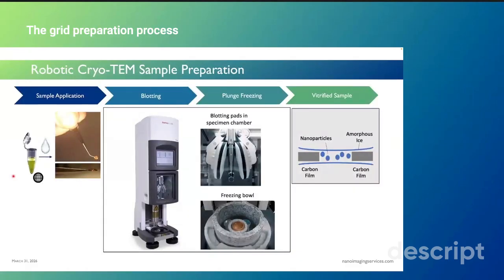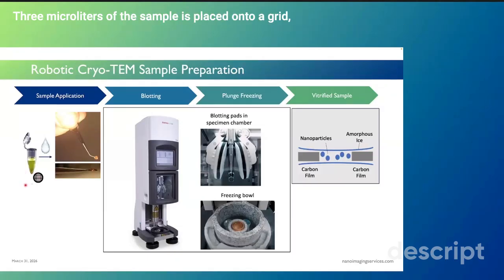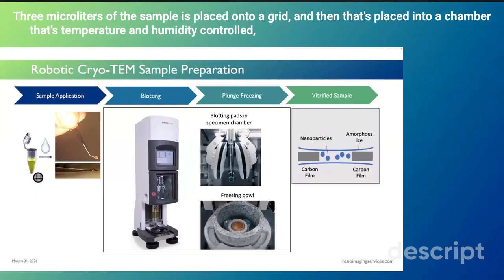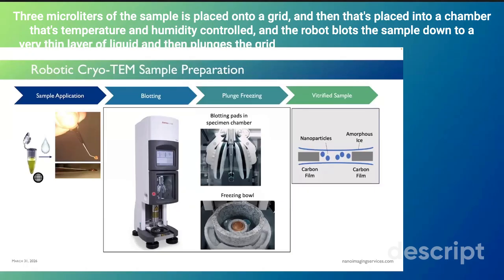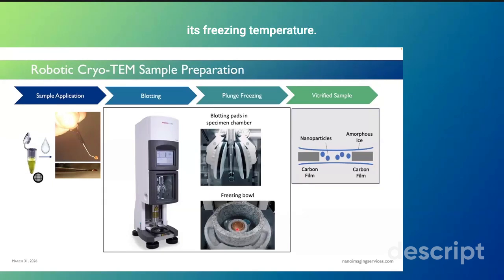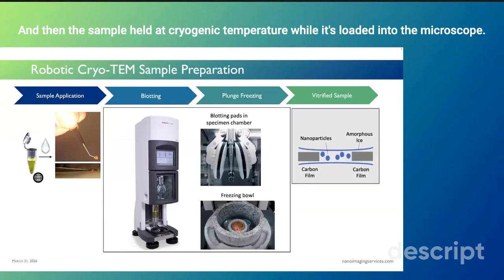The grid preparation process is almost completely automated and handled by a robot. 3 microliters of the sample is placed onto a grid, and then that's placed into a chamber that's temperature and humidity controlled. And the robot blots the sample down to a very thin layer of liquid and then plunges the grid into liquid ethane that's being held near its freezing temperature. And then the sample is held at cryogenic temperature while it's loaded into the microscope.